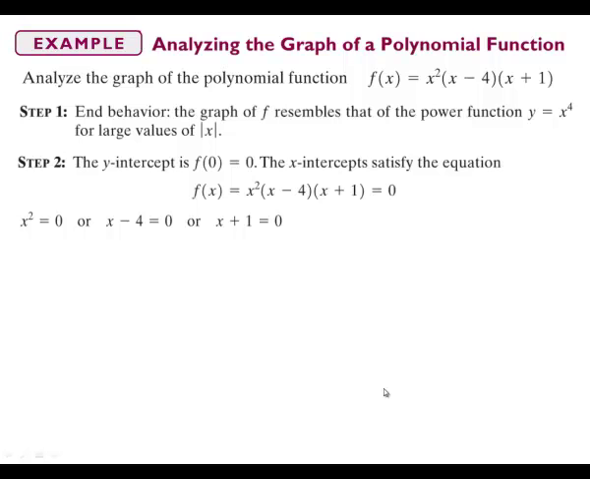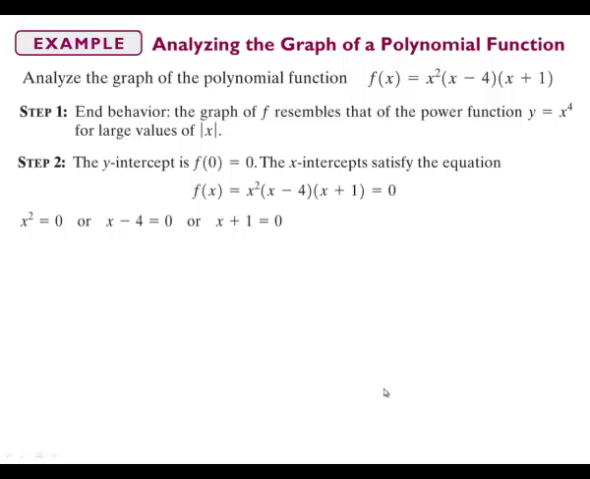And now for the x-intercepts, we set each factor equal to 0. So that'd be x squared equals 0, x minus 4 equals 0, x plus 1 equals 0. Well, the square root of 0 is just 0. Right? There's no plus or minus 0, it's just 0. And then this would be x plus 4 and x minus 1.